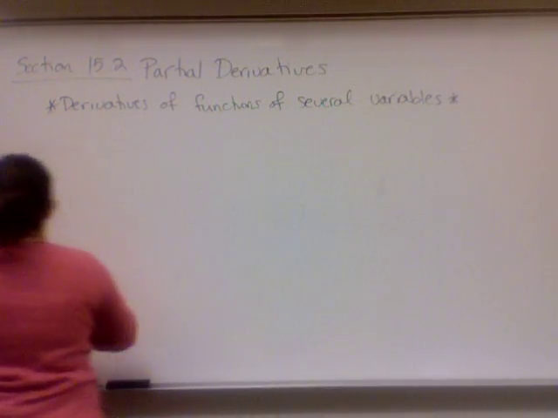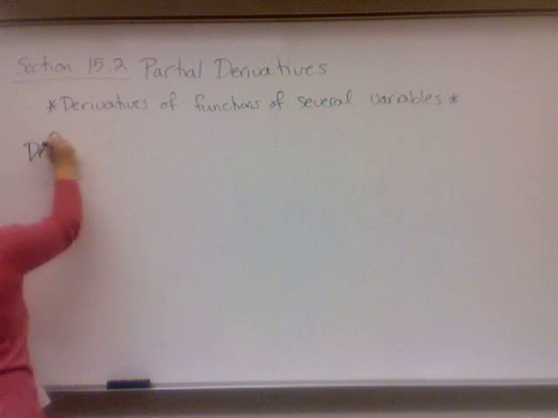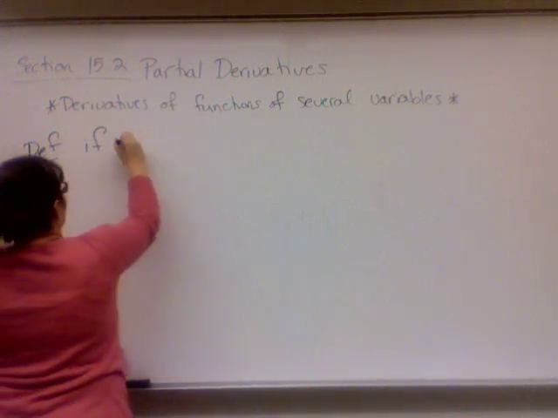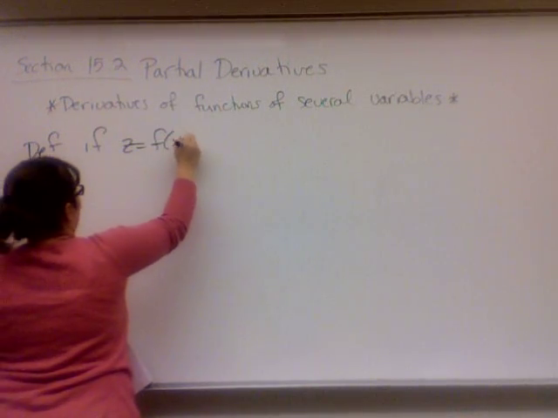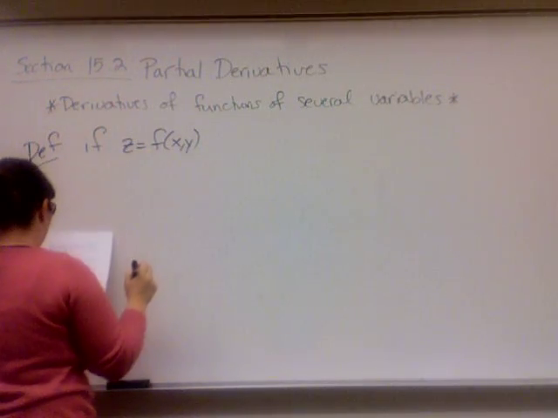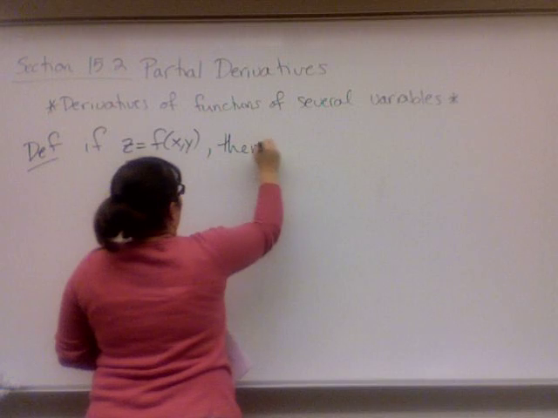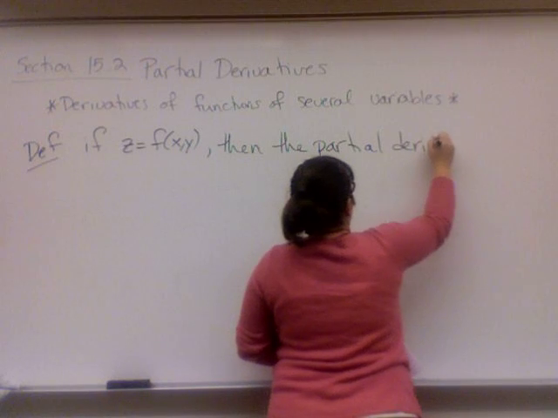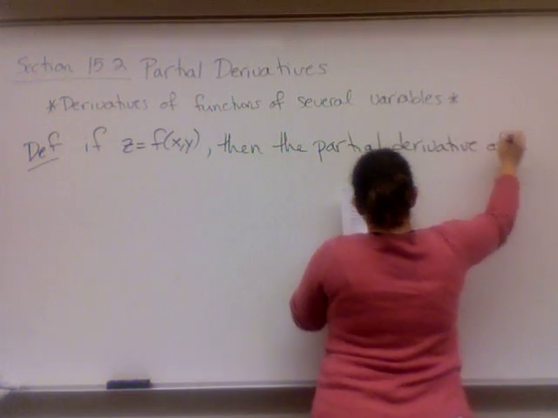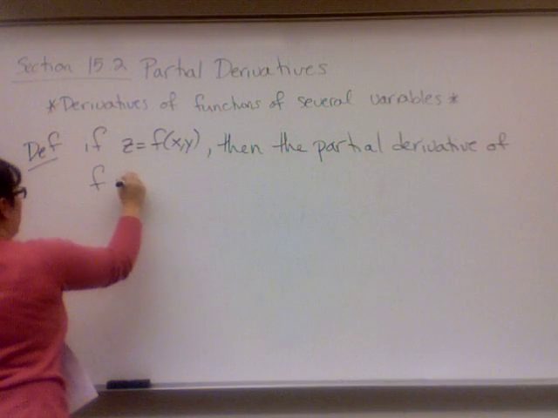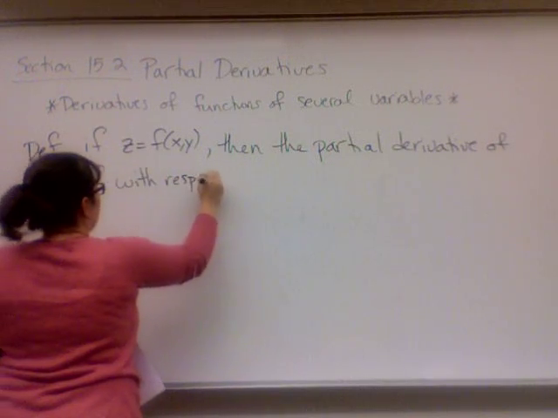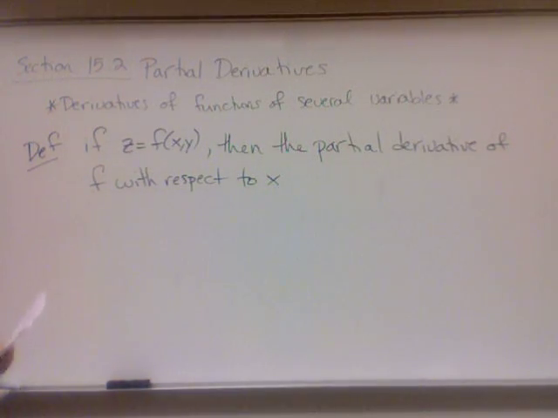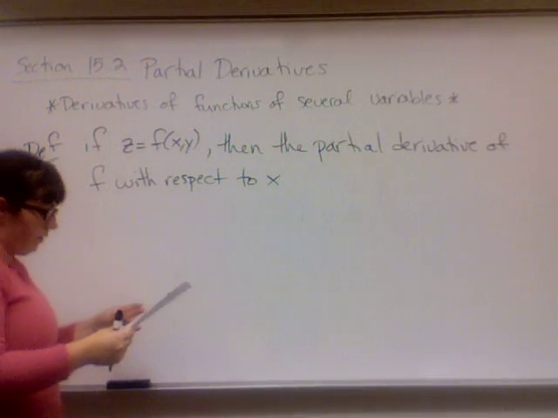So let's just take the notation for any function of several variables. If z equals f of x y, we're just saying we have a function of several variables here, then the partial derivative of f with respect to x, that is, as x changes, x is the one we're thinking about changing here, and seeing the corresponding change in the function f.